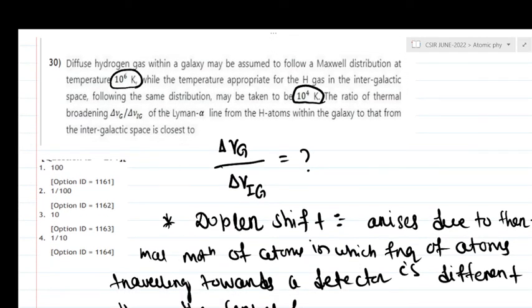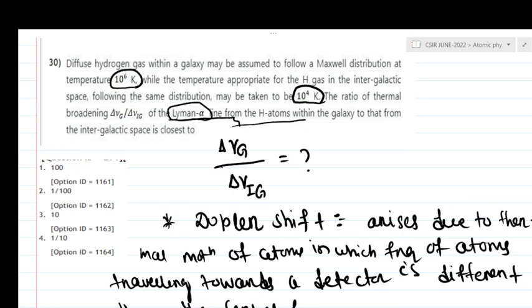There is no use of Lyman alpha. That is also only showing that the Lyman alpha line is from the hydrogen atom. Okay, and you don't have to be confused about these lines. We have to focus on the thermal broadening, how it is happening, or what is the relation between the thermal broadening and the temperature and its central frequency.